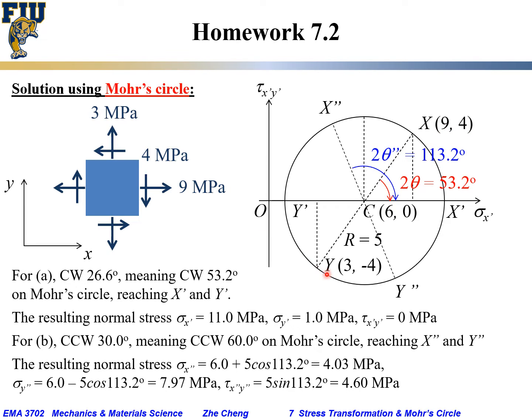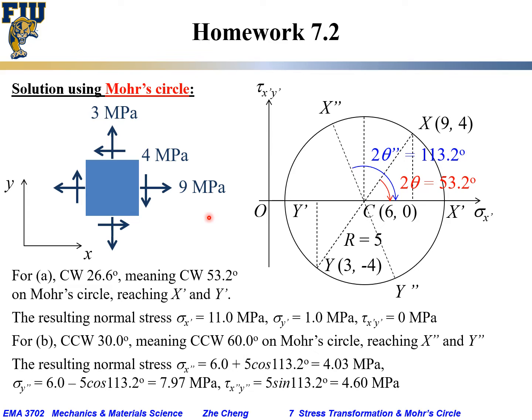9, 4, and for the y direction, it would be 3 here, comma, and it's trying to rotate counterclockwise, so it would be -4. Okay, with these 2 points, we would be able to get the center, which is 9 plus 3 is 12 divided by 2, which is 6, comma 0. And then this is the center. We know the 2 coordinates that go through the center, so we will know the geometry here. This is 4, this is 3. We will know this angle would be 53.2 degrees.